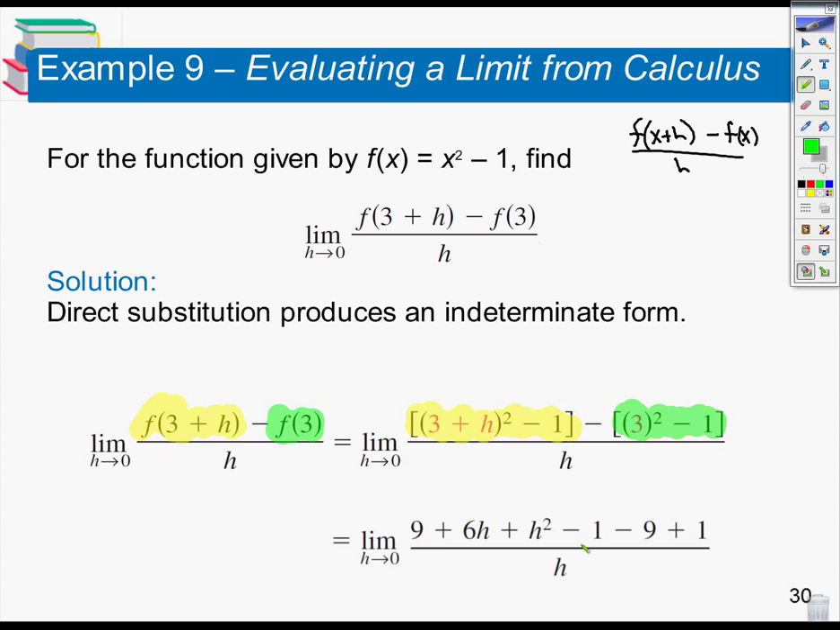Now what about when I expand this all out? When I multiply this binomial by itself, I get 9 plus 6h plus h squared, and I still have a minus 1. Right here, I have 3 squared, which gives me a 9, and I still have minus 1, and that's all of that.